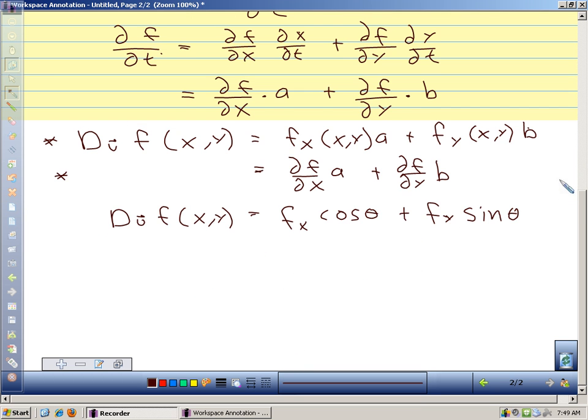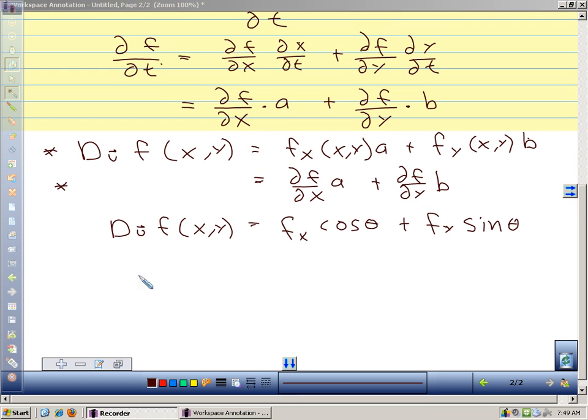So we could say that our directional derivative of f, if we make a vector out of our partial derivatives, is the dot product of that vector that we make out of our partial derivatives with our vector that gives us the direction that we're interested in.